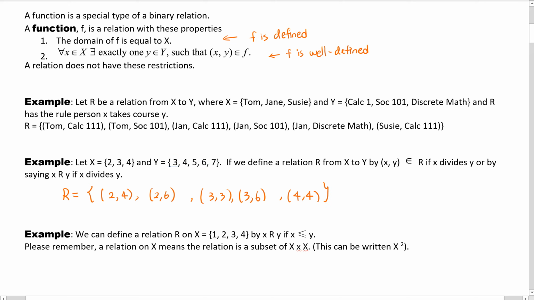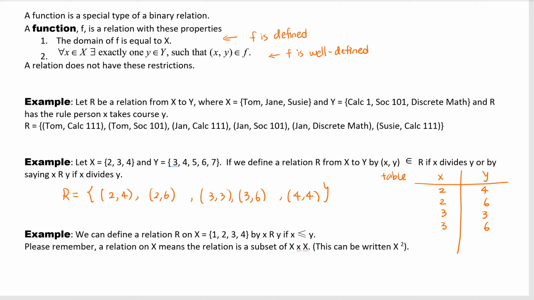And we can also draw a table to denote the relation. So let me draw a table here. We have x and y here: (2, 4), (2, 6), (3, 3), (3, 6), (4, 4). Okay, and this table also denotes the relation.